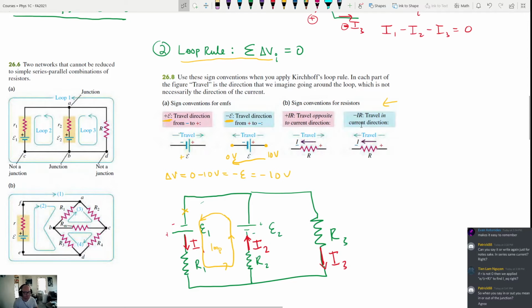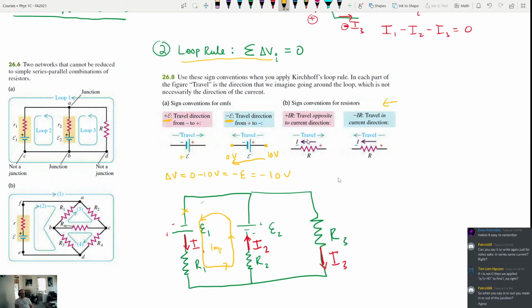Okay, did everyone follow along? If you go from minus to plus, you get plus E. If you go from plus to minus, you get negative E. If you go against the current, you get positive IR. If you go with the current, you get negative IR. That's it. Those are all the rules. That's all you need to know to solve these problems. So they're not going to make much sense until we use them, right?